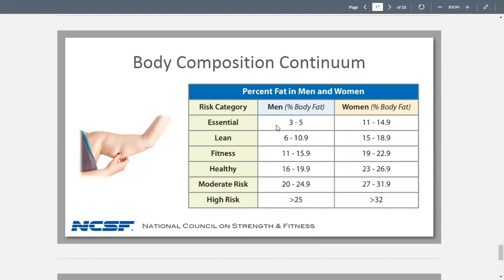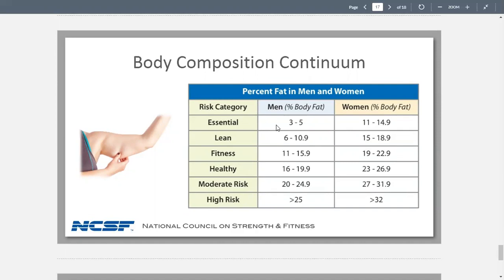Women need higher body fat to regulate their hormones, and also because of the risk of being unable to menstruate when you get to a lower level. So it changes your hormones. Same for men. But men obviously can have lower body fat percentage basically because of the genetic factor. Leanness, 6 to 10.9 for men, 15 to 18.9 for women. That would be the leanest you'd ever want to go.